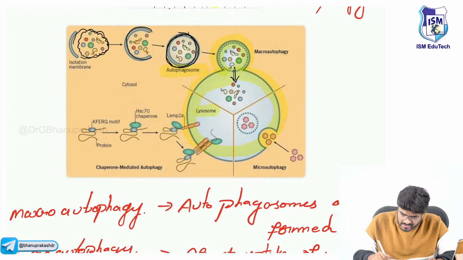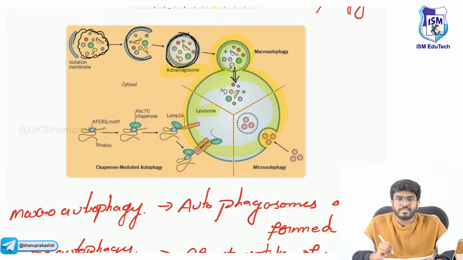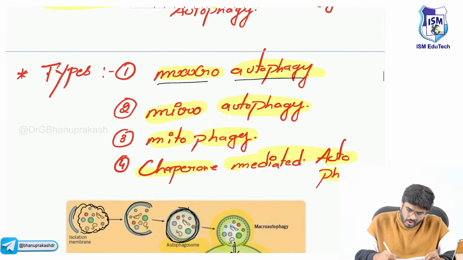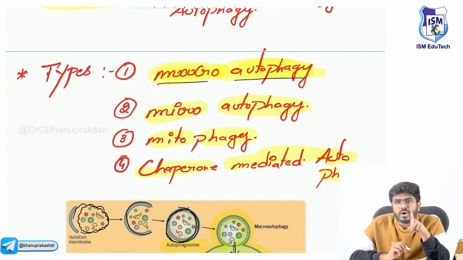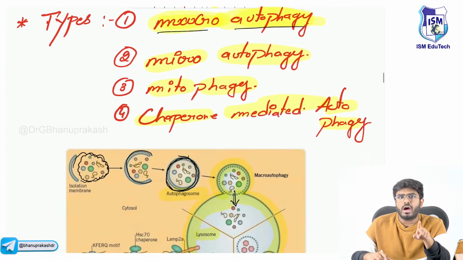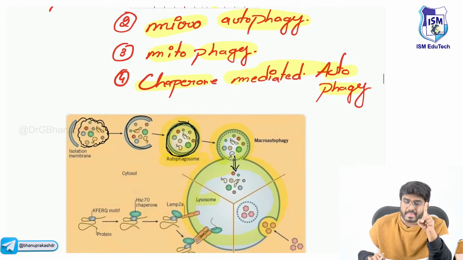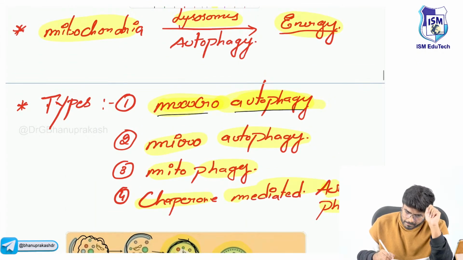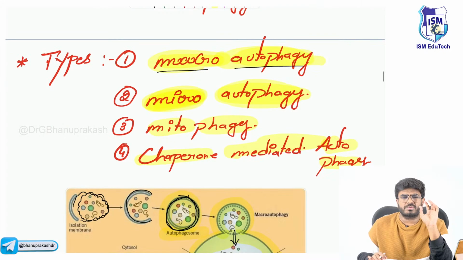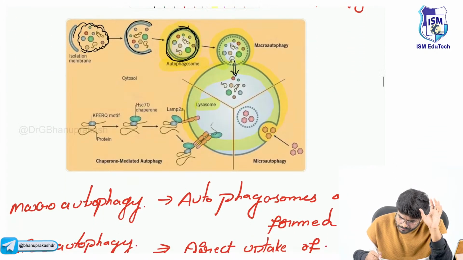This is one type. The second type of autophagy, see, we have completed the macroautophagy. What exactly is macroautophagy? In macroautophagy, there is formation of the autophagosome. Next type is called microautophagy. Micro, okay, small substances.